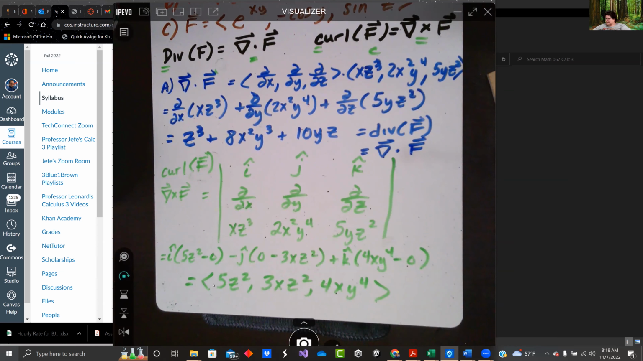You guys ready for the next set? Let me copy over B onto this form real quick. I didn't think I was going to use as much room as I did. So, you know, the xz squared or xz cubed is the function. Did I miss something?